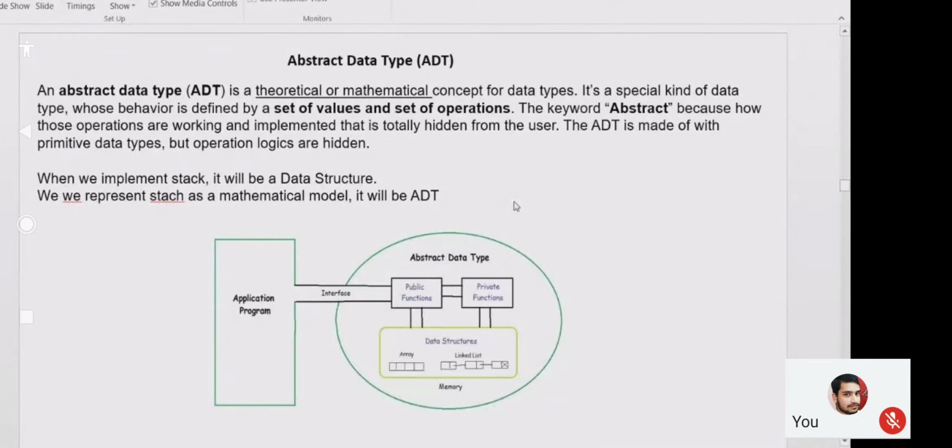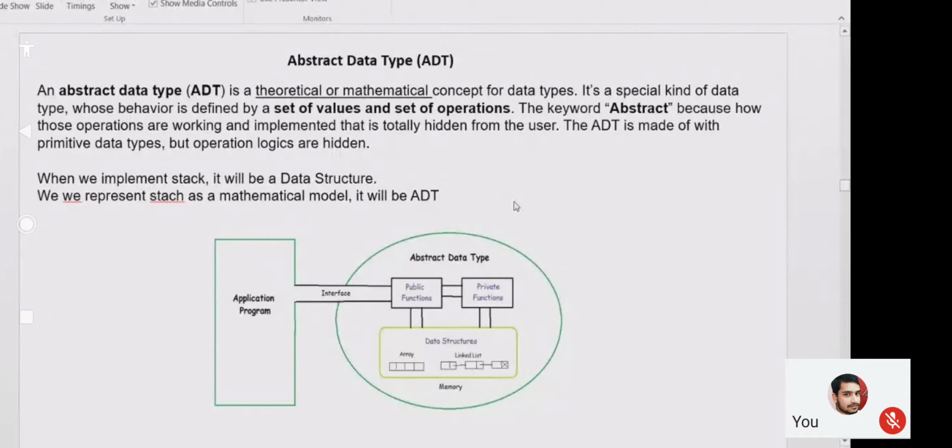Now, what is ADT? What are the examples of ADT? First, I am giving you the example. The examples of ADT are stack, queue, tree, graph, list, and all. Now, the first question that may come to your mind: in my last class, I said the examples of data structures are stack, queue, linked list. Now, today I am saying the examples of ADT are stack, queue, tree, linked list. What is the difference between ADT and data structure?